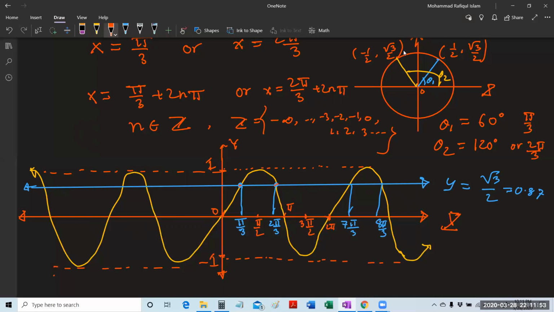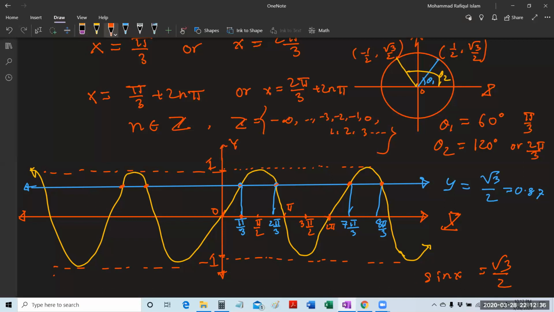So if we draw a line parallel to the x-axis, we can see that it intersects the graph of the sine function at infinitely many points. All these points where the parallel line intersects the graph, the x values are the solutions to this equation, sine x equals root 3 over 2.